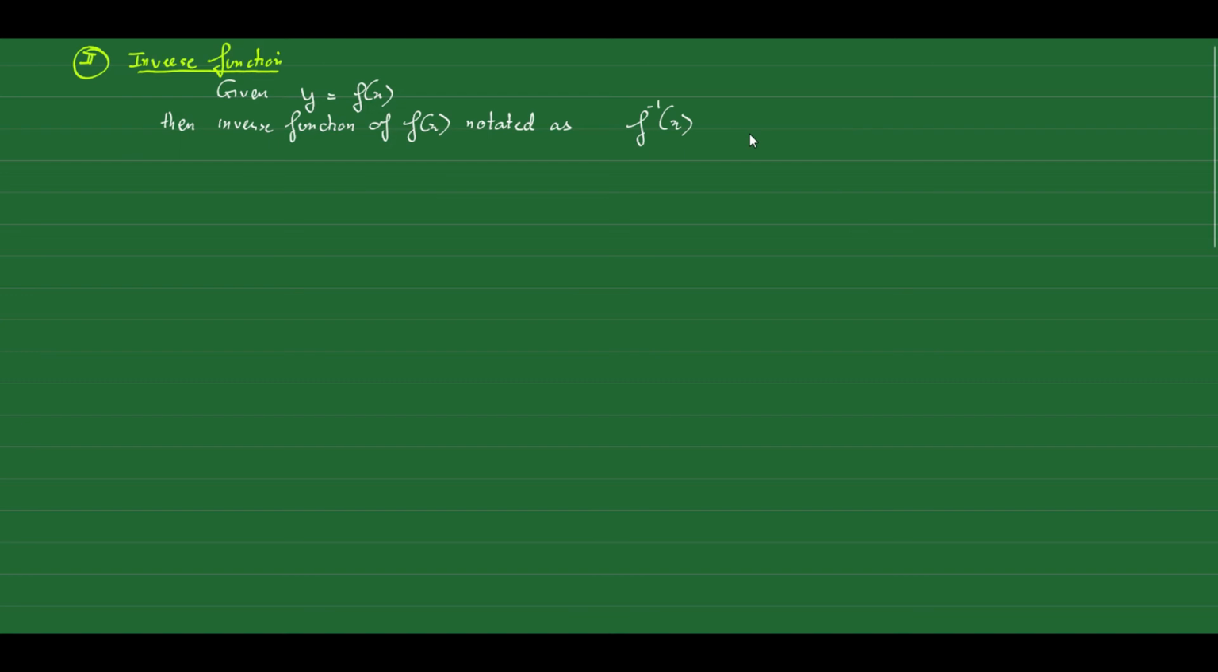So this is the definition of inverse function, f inverse of x. What does it mean? It means that the domain of the inverse function will be the range of the original function, and the domain of the original function will be the range of the inverse function. So if y equals f of x, then we can write it.